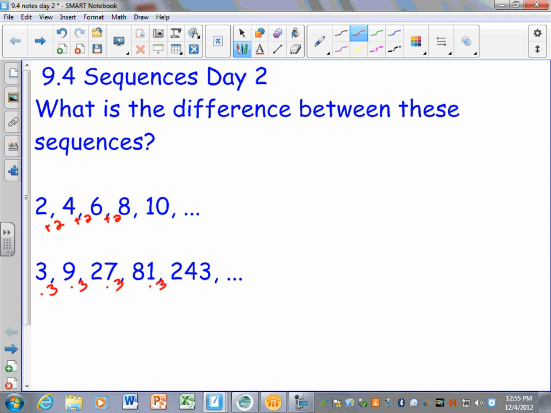The difference between these 2 is if you add or subtract a number every time, those are called arithmetic sequences. Doesn't that make you sound so fancy when you say it like that? We don't say arithmetic sequences. That's not educated. We say arithmetic sequences. Arithmetic, because you're adding or subtracting. As opposed to this one, if you're multiplying or dividing, which is still multiplying by a fraction, we call these geometric sequences.